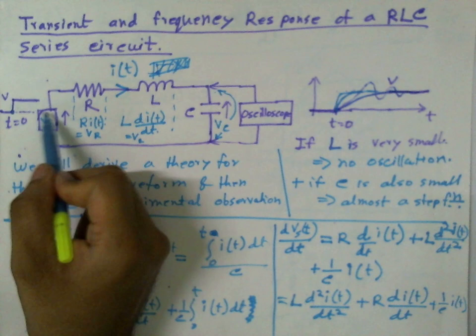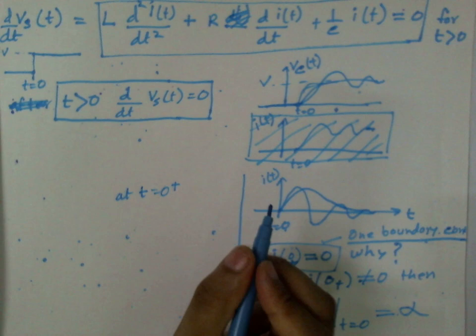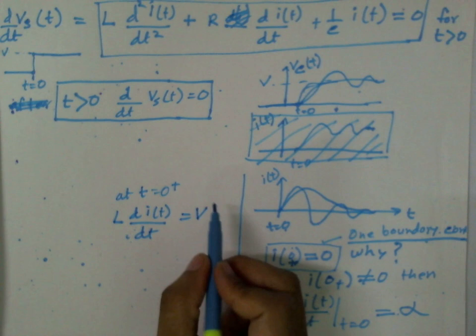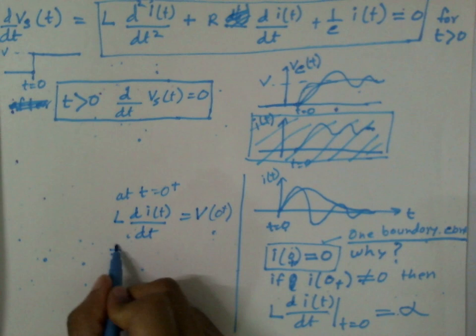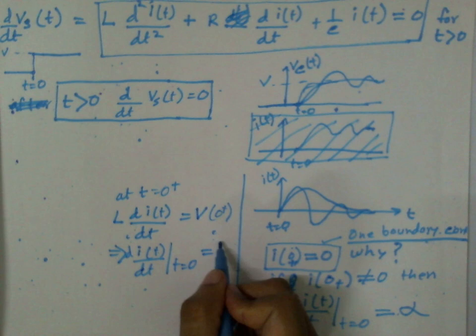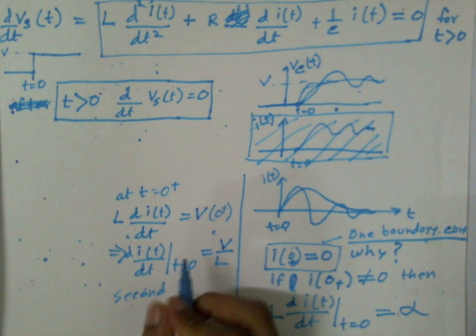So this inductor voltage should definitely be equal to the supply voltage immediately after switching on. So at t equal to 0 plus, the inductor voltage L dI/dt should be equal to the supply voltage at 0 plus. From this, we'll have the value of this dI/dt at t equal to 0 given by V by L, where V is this step value. So this is the second boundary condition.